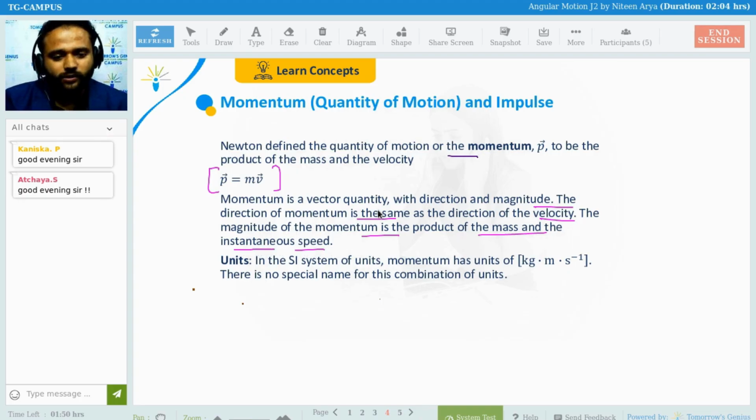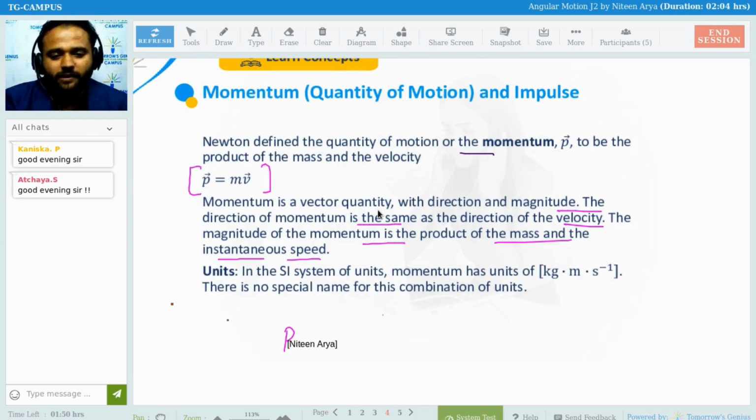The SI unit of momentum is kilogram meter per second because it is simply P equals mv, and the unit of velocity is meter per second. So that is why it is kilogram meter per second, nothing more in this. Clear?